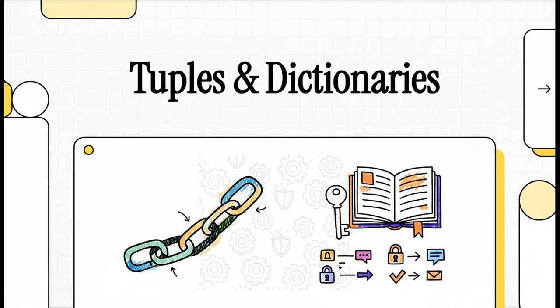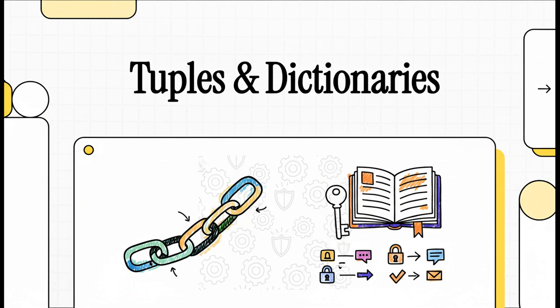Welcome to the Explainer. So if you've touched Python at all, you've definitely used a list. They're everywhere. But what if the data you're working with absolutely cannot change? Or what if you need to find stuff by a name, not just a number in a line? Well, today we're going to crack open two super powerful data structures that handle exactly that, tuples and dictionaries.